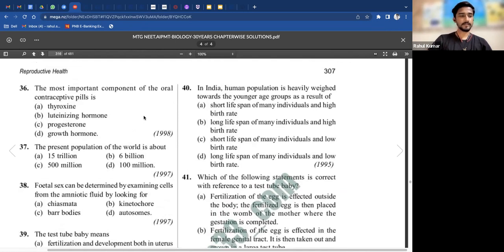Very good. So you are getting good with it. So these were the most interesting ones, and others are easy. You will be able to do it, Zed. Okay. Yes. So these were the previous year's exact questions from the chapter Reproductive Health.